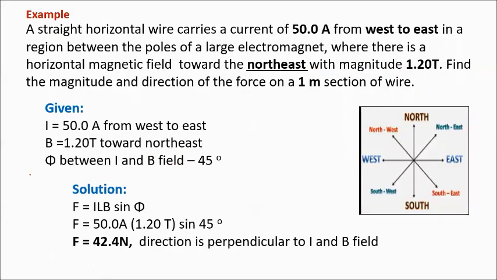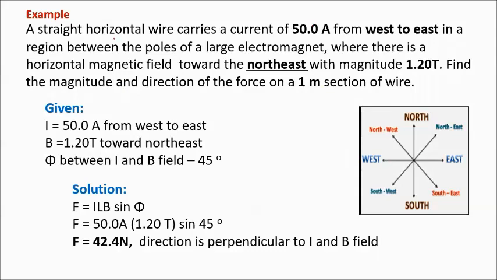Let's have this example. A straight horizontal wire carries a current of 50 amperes from west to east in a region between the poles of a large electromagnet, where there is a horizontal magnetic field toward the northeast, with magnitude 1.20 Tesla. Find the magnitude and direction of the force on a 1 meter section of wire. Now, magnetic field is a vector quantity, so it is very important to always consider the direction of that field.